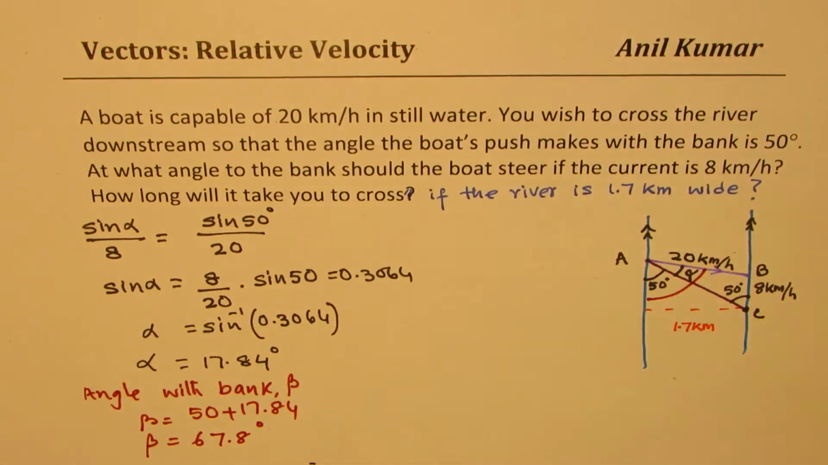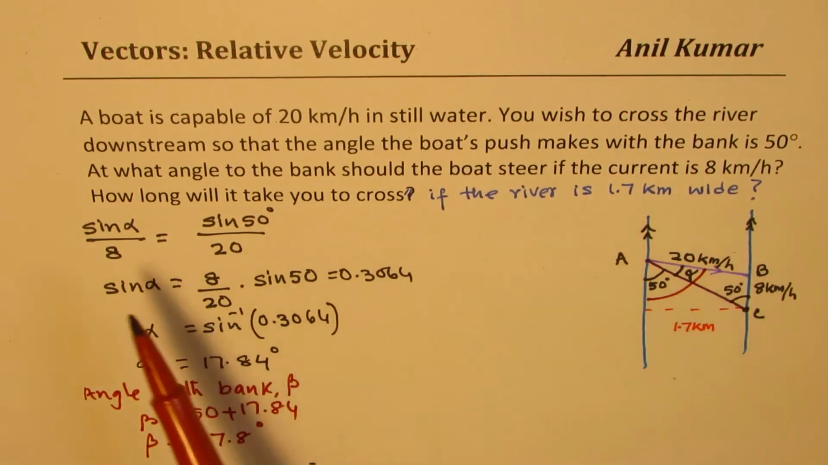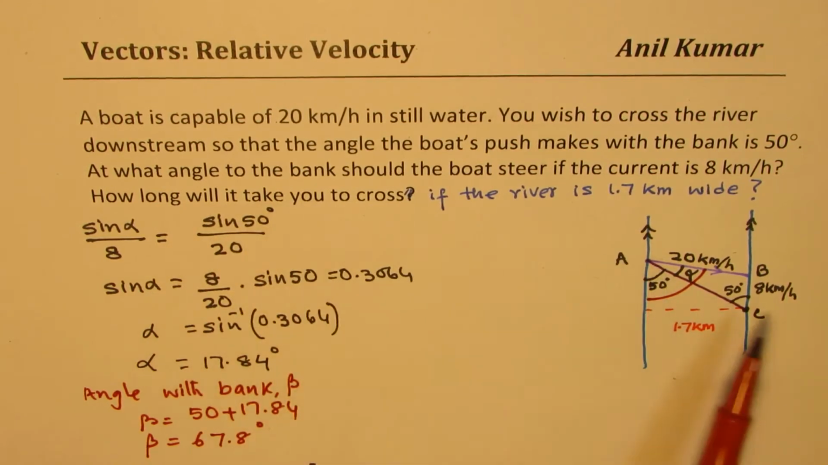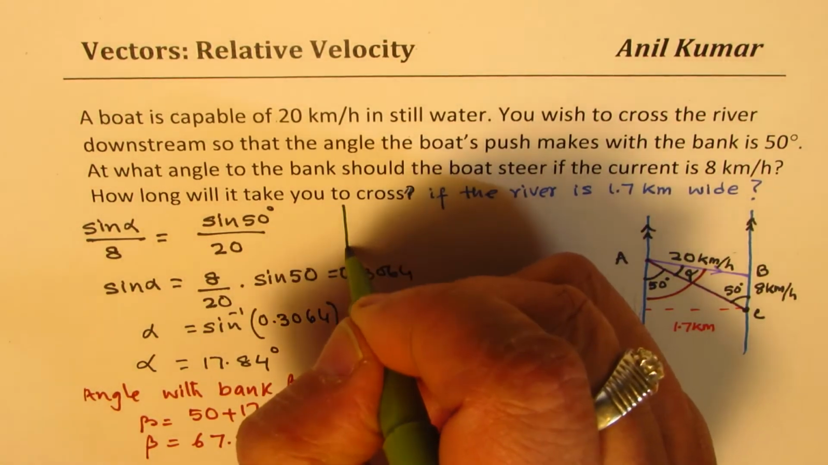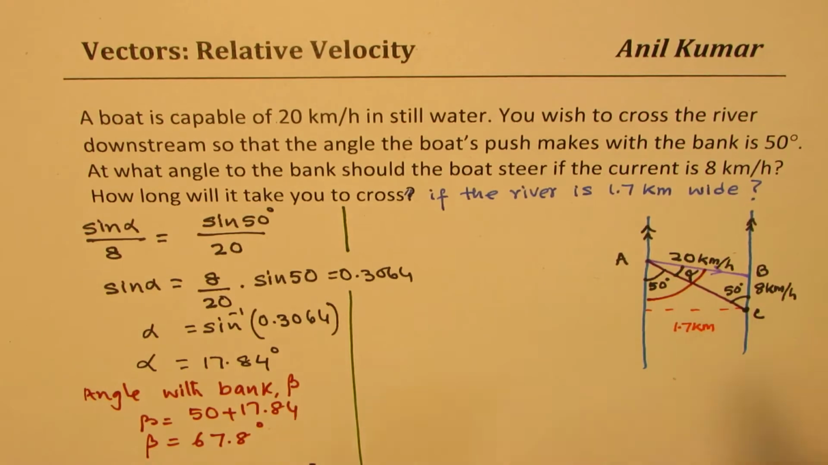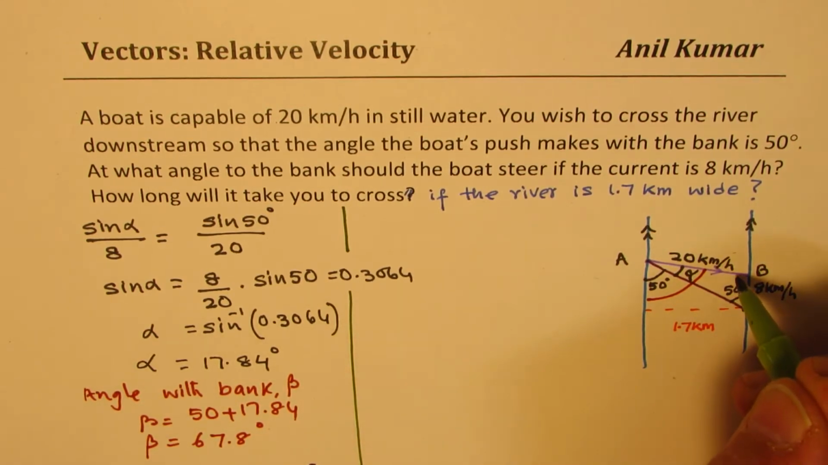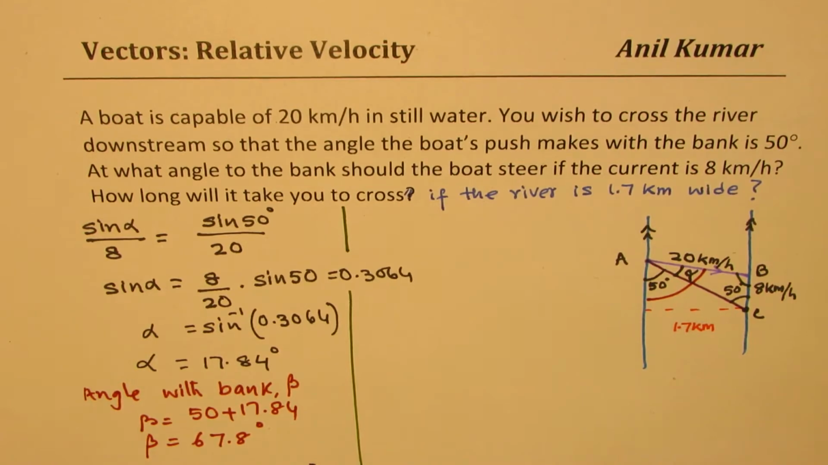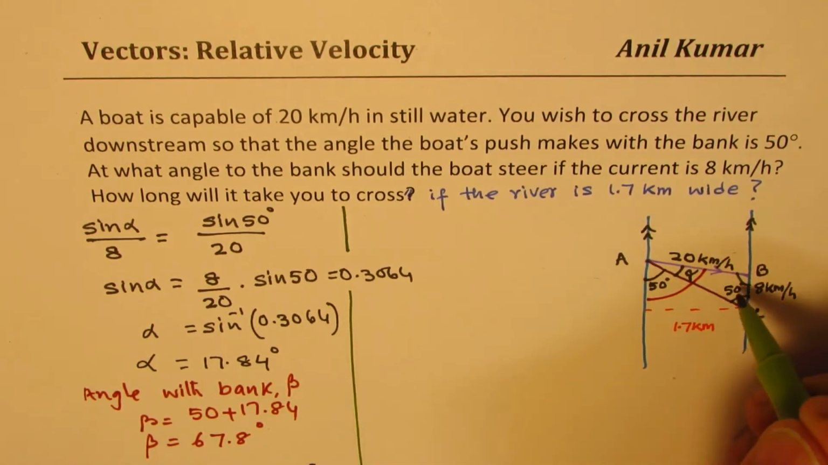Correct? Now the second part to this is, how long will it take you to cross? Now we need to find the resultant velocity and also the distance. So these two things we have to find to figure out how much time will it take. So to find the resultant velocity, we'll again use the sine law. Now we should know what this angle is, correct? So that angle we need to figure out, and then we can again use sine law. So let's find the angle at B first.